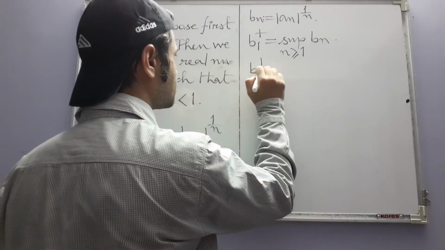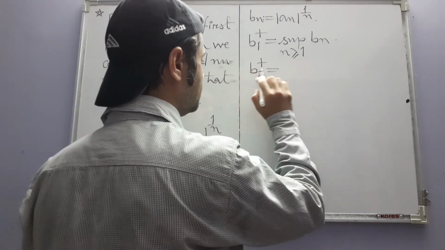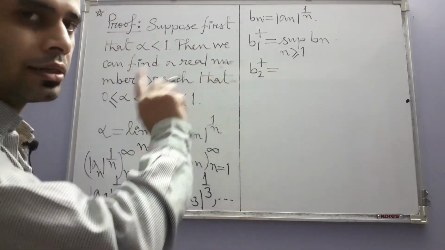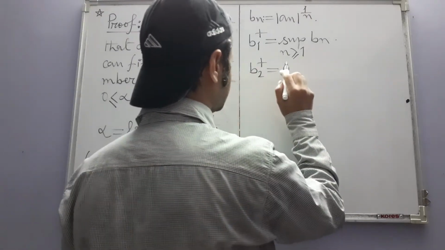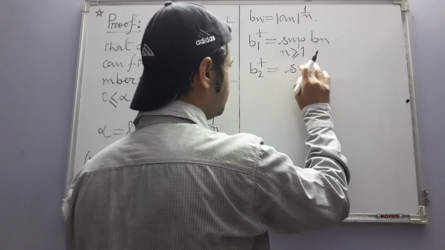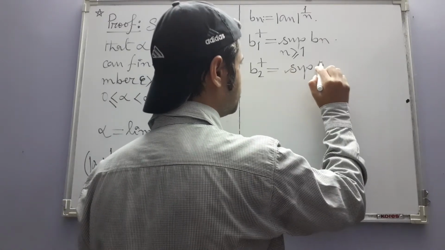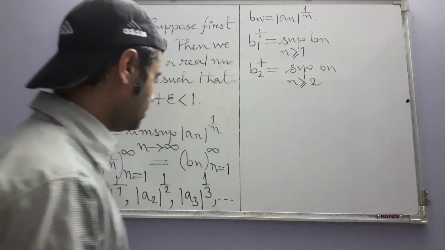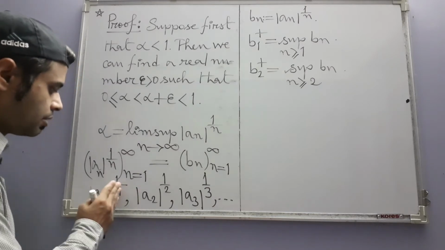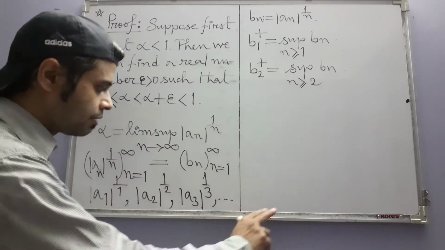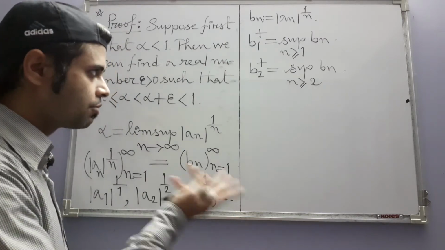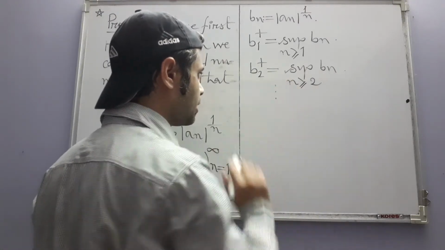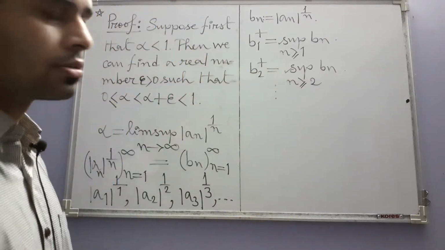What is B2 plus? B2 plus by definition, here I am using the notation that we already saw when we were discussing these things in the 6th chapter I think. Now B2 plus is the supremum of all the Bn's where now n is starting from 2. That means we have removed the first term of the sequence. Still we are left with a sequence. So that sequence also will have a supremum. That supremum is B2 plus. And you continue finding the other suprema like this.